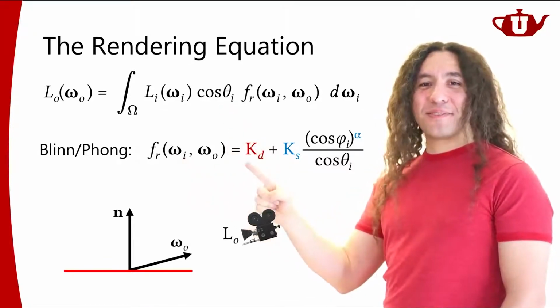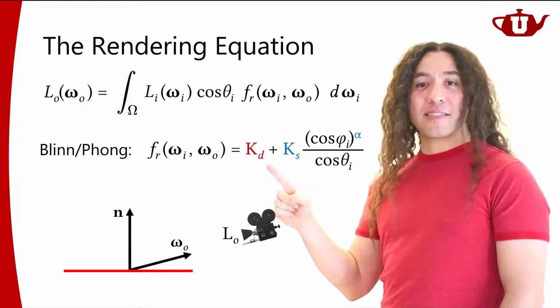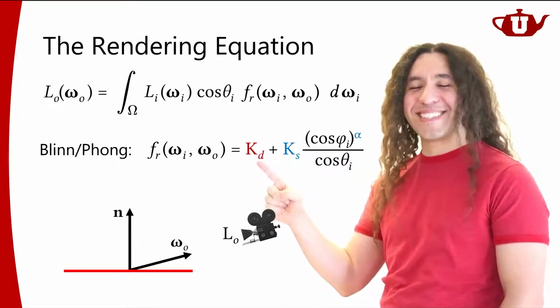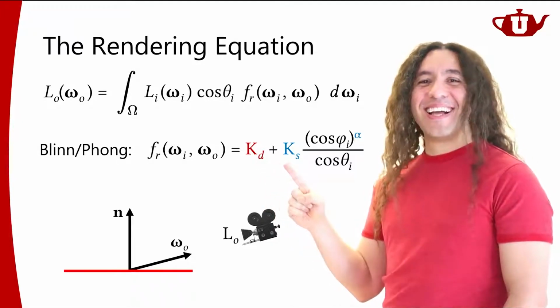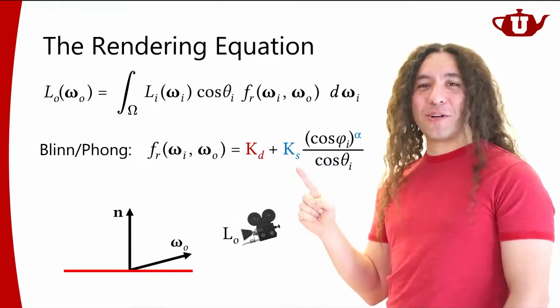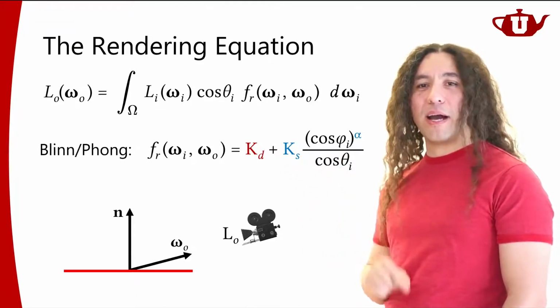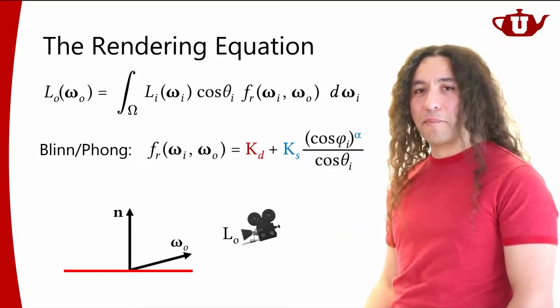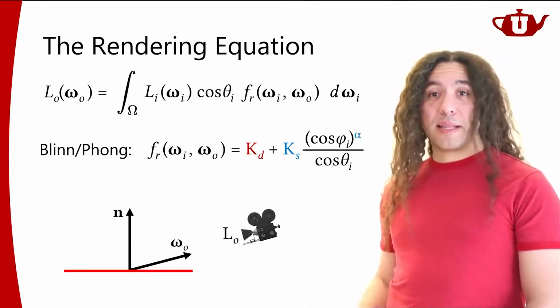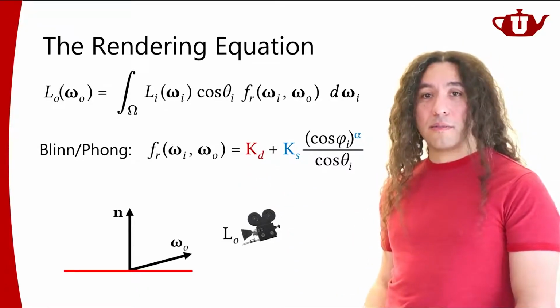So this is a BRDF. I have a constant diffuse term, and a specular term that's defined by this formula, and I'm dividing it by this cosine theta i. That's how the Blinn and Phong material models are both defined.